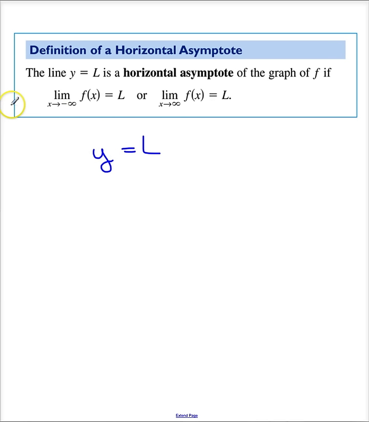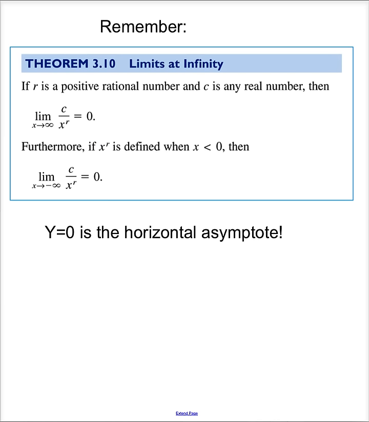This is the asymptote. Now remember, the limit as x goes to infinity of c over x is 0, whether it's positive infinity or negative infinity. The line y equals 0 is the horizontal asymptote for these. So you need to be careful, because this is one students tend to forget about.